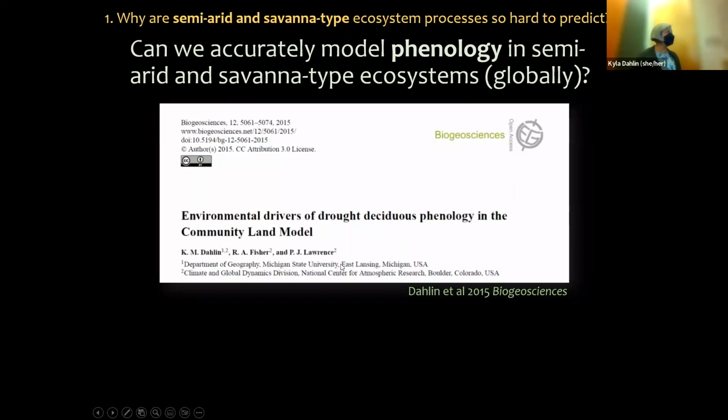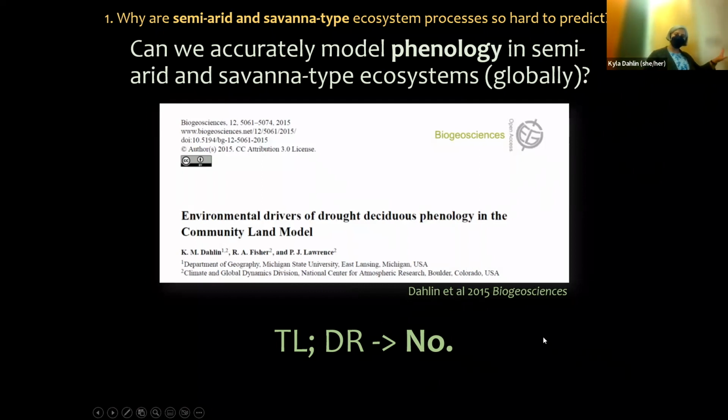So in the community land model, which is the land surface model that's run by the National Center for Atmospheric Research, it does a whole bunch of different things, but one of the things that it does is try to predict phenology, green up and brown down of systems around the world. I spent a little over 2 years as a postdoc there, and the short answer is no, we do not do a good job. I'm not going to go into the details of that.